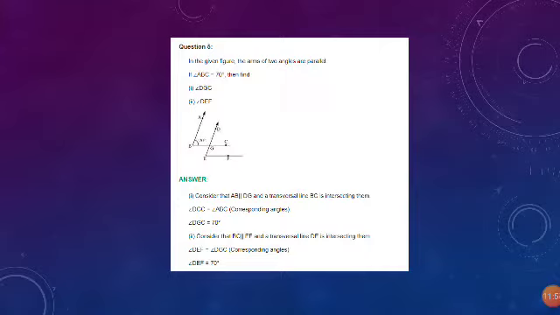In the given figure, the arms of two angles are parallel. If angle ABC is equal to 70 degrees, find angle DGC and angle DEF. First, angle DGC. Consider AB parallel to DG, and transversal line BC intersecting them. That is a transversal.